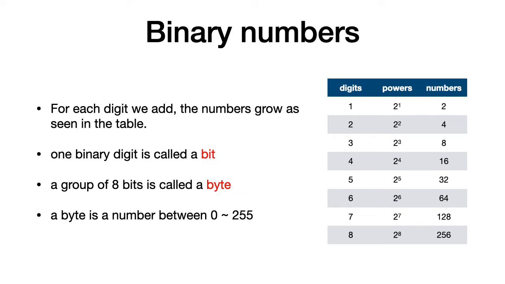For each digit that we add, the numbers grow as seen in the table. A single binary digit is called a bit. A group of 8 bits is called a byte. So a byte is a number between 0 and 255.